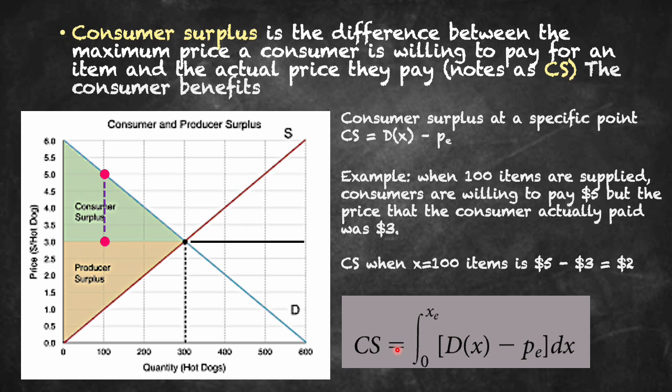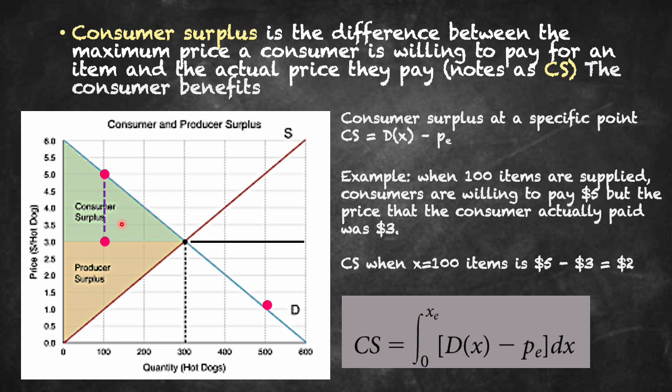So what we would do is integrate from 0 to whatever that X value is for the equilibrium point. In this example, it would specifically be 300. Then we would take the demand curve, that's the D right here, this D line, and subtract the price, which is this function here. When we integrate that from 0 to wherever the X value falls for the equilibrium point, that will give us the entire green shaded area.